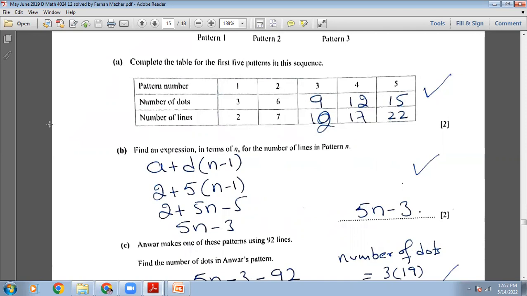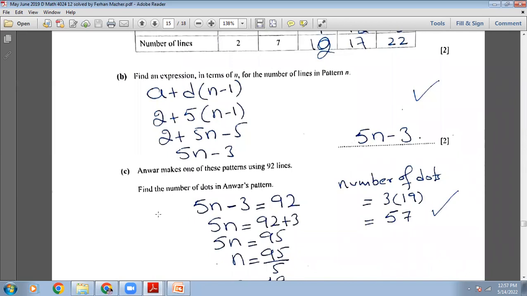And that is a plus d bracket n minus 1, where a means the first term of the sequence and d means the common difference. So for the number of lines, the first term is 2 and the common difference is 5. So you will have 2 plus 5 bracket n minus 1, 2 plus 5n minus 5. So 5n minus 3. So the nth term of the number of lines will be 5n minus 3.